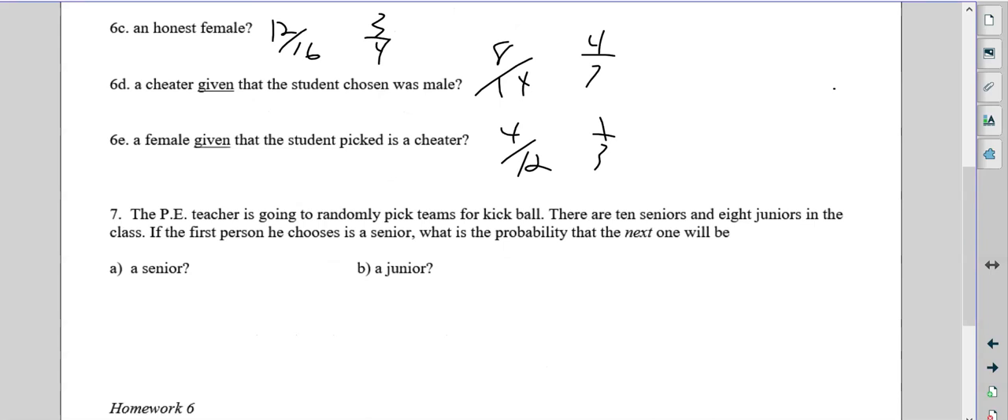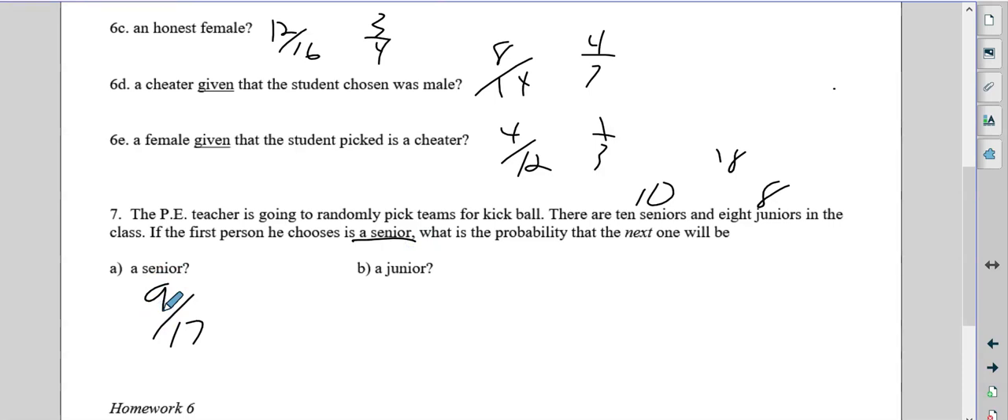PE teacher is going to randomly pick teams for kickball. There are 10 seniors and 8 juniors in the class. If the first person he chooses is a senior, so that's a total of 18, what's the probability the next one will be a senior? All right, so if there's 18 kids, one's already been picked, that leaves 17 on the bottom. What's the probability to be a senior? Well, if he chooses a senior first, there's only 9 seniors left.